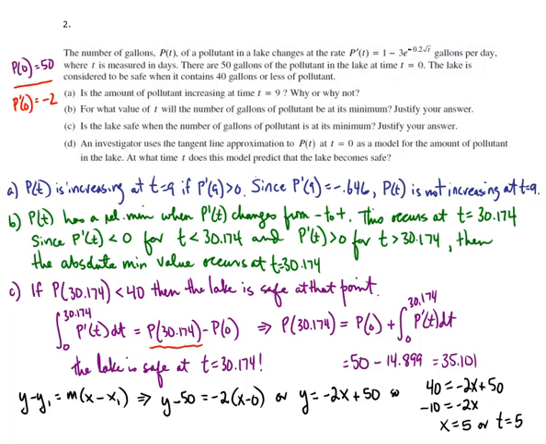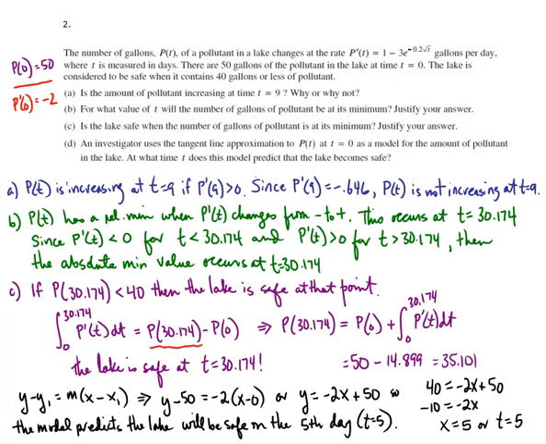So that model, using the equation of the tangent line at t equals 0 to model P of t, would approximate that by time t equals 5, or by the 5th day, the amount of pollution in the lake would fall to a satisfactory level, or a safe level, and the lake would be safe. And so I just write my conclusion. The model predicts that the lake will be safe on the 5th day, or t equals 5.